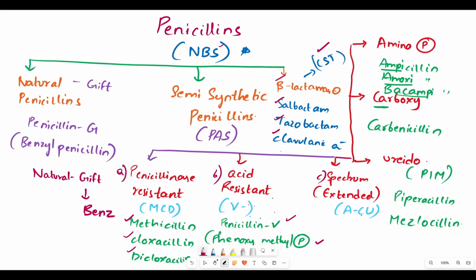To remember the subclasses, remember the trick as ACU, where A means it is the first class, that is aminopenicillins. Here remember that amino has three friends: ampy, amoxy and bicampicillin. So it is ampicillin, amoxicillin and bicampicillin. Coming back to the second letter, that is C. C means it is carboxypenicillin. There is only one example, that is carbenicillin. Coming to this last class, that is ureidopenicillin, remember the term PIM, where PI means it is piperacillin and M means it is mezlocillin. So that is all about the complete classification of penicillins.